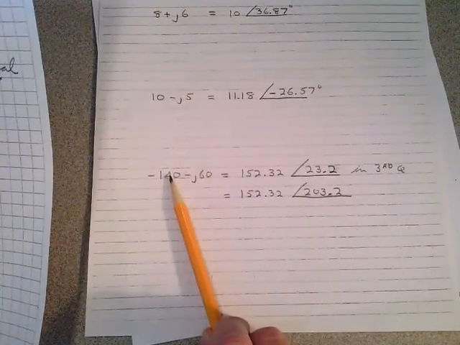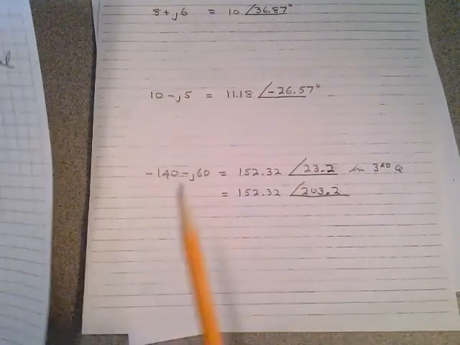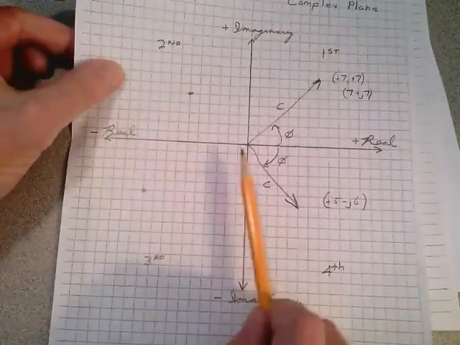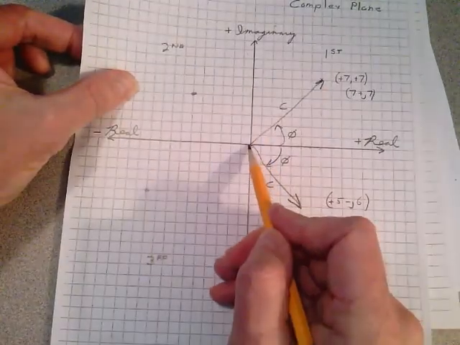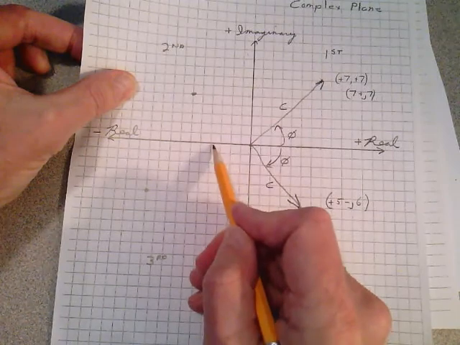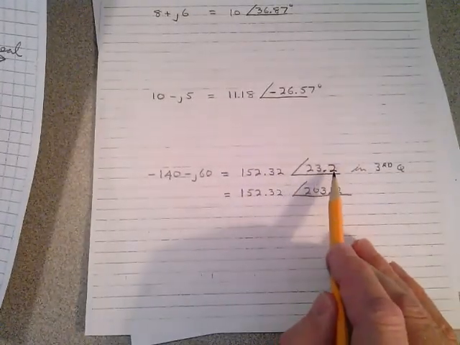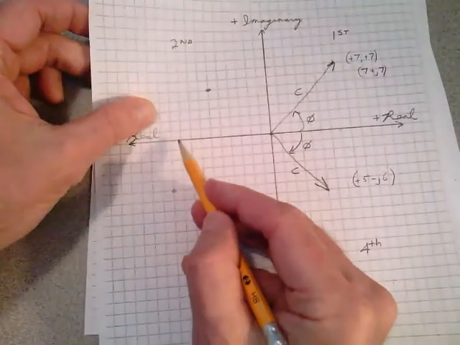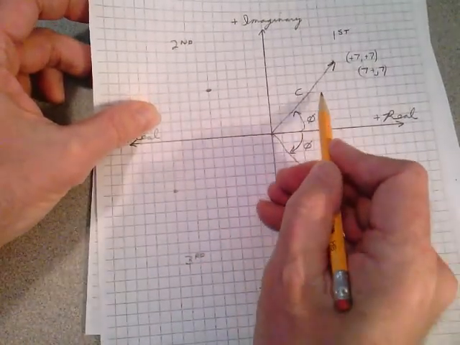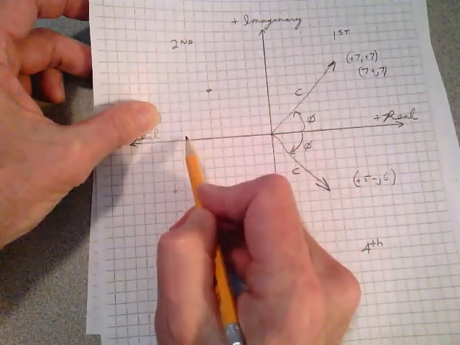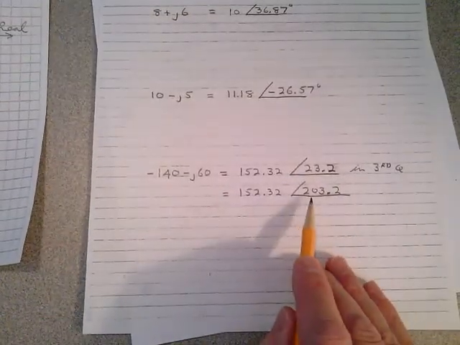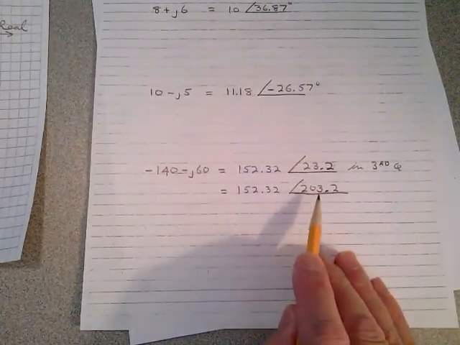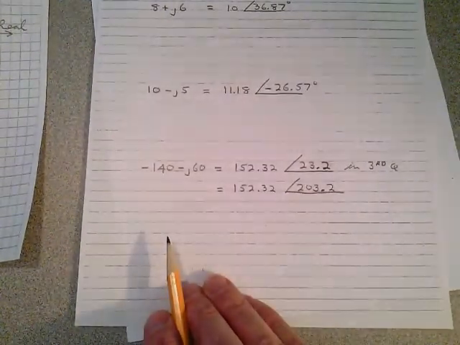Well, if you have a minus real and a minus imaginary, a negative real and a negative imaginary, it puts it in the third quadrant. So that's an angle in the third quadrant here. That angle is right here. That angle is the 23.2 degrees. Placing it in this quadrant, you have to take this 180 degrees and add it to that 23.2. Therefore, the answer in this problem is 203.2 degrees.